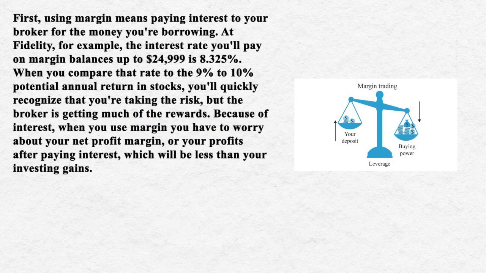First, using margin means paying interest to your broker for the money you're borrowing. At Fidelity, for example, the interest rate you pay on margin balances up to $24,999 is 8.325%. When you compare that rate to the 9% to 10% potential annual return in stocks, you quickly recognize that you're taking the risk, but the broker is getting much of the rewards because of interest. When you use margin, you have to worry about your net profit margin, or your profit after paying interest, which will be less than your investing gains.